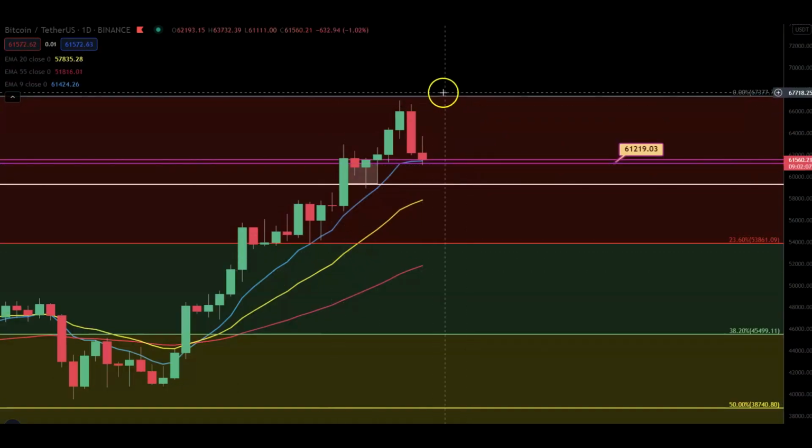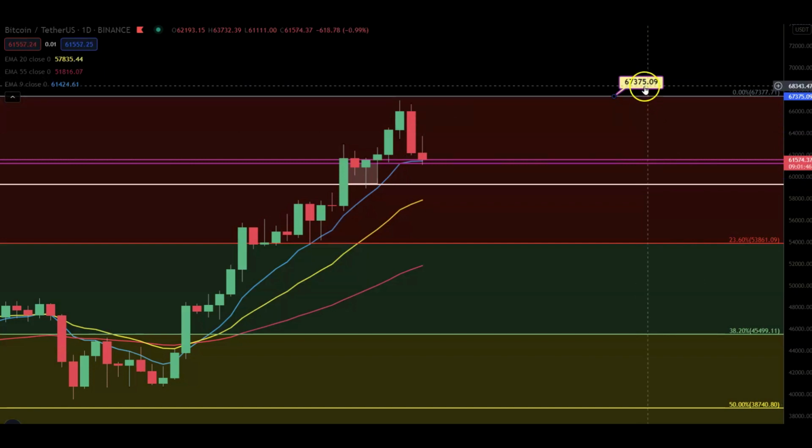Now, it's no surprise that it faced a little bit of resistance around here, because that is to be expected. What you want to do in a bull run, you always want to sell. If you're into day trading, then you want to sell on the approach of the next resistance level, which is right up at this $67,375 mark.